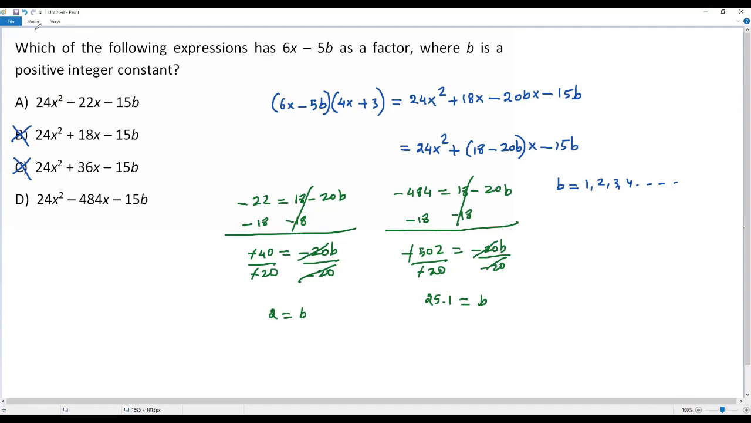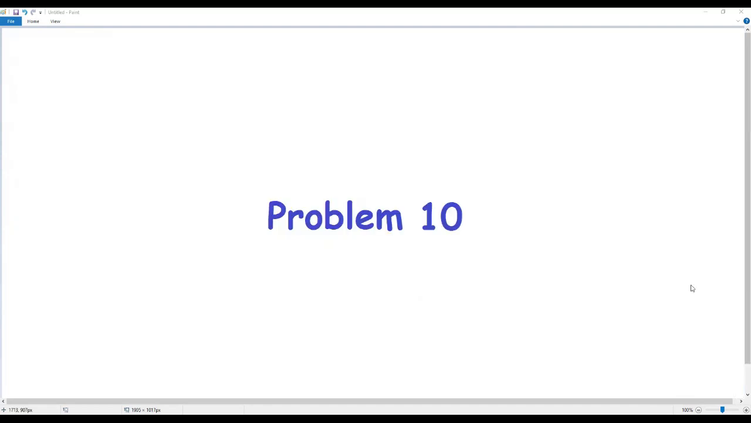But only in the first equation, I get an integer constant, that is a positive integer constant for b. When I consider this negative 22 as the coefficient of x in place of 18 negative 20b, I am getting a positive integer constant for b. So answer choice D is incorrect. The correct answer choice for this question is A.